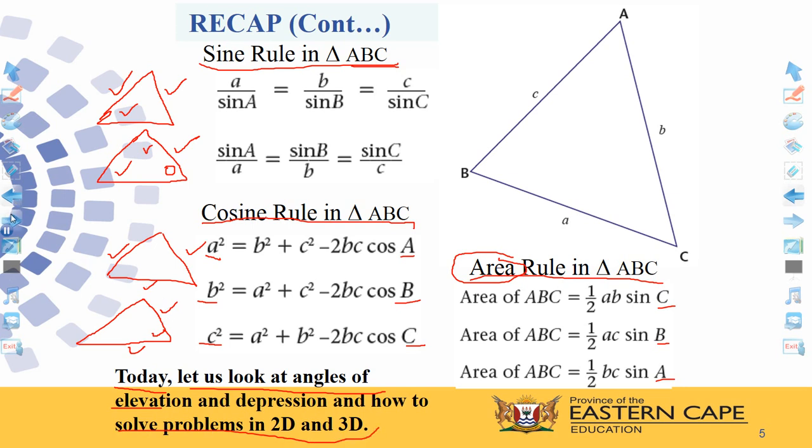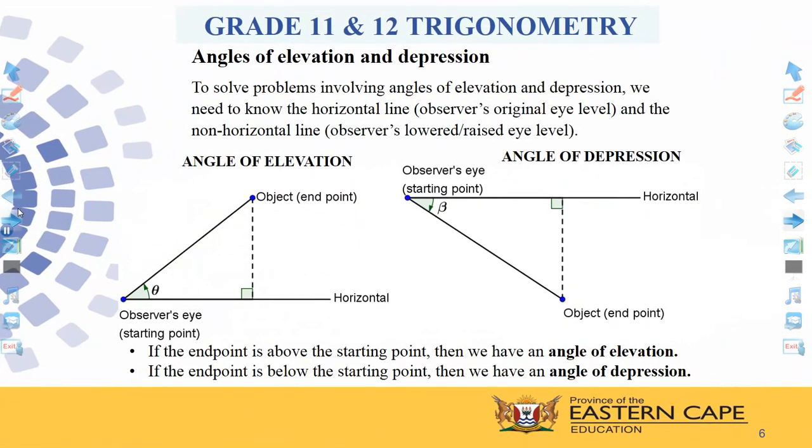All right, let's go for it, and let's start with angle of elevation and angle of depression. Now, to solve problems involving angles of elevation and depression, we need to know the horizontal line. So the horizontal line is like our line of reference. It is usually called the observer's original eye level. You just take a horizontal line at your eye level if you are to observe anything.